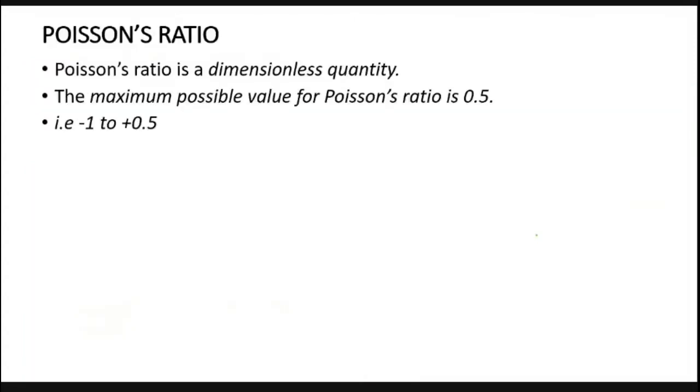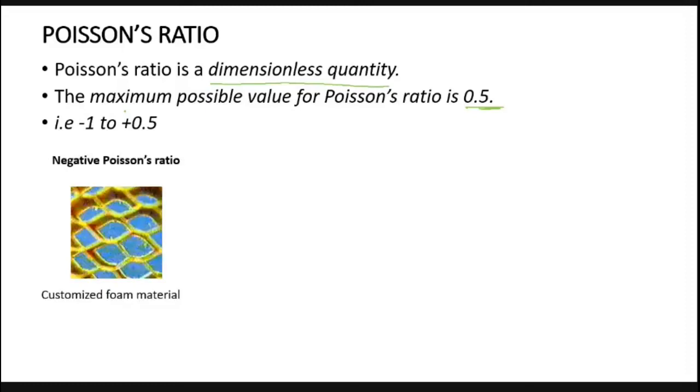So I am going to show the same in the next slide also. So these are a few more data points. Poisson's ratio is a dimensionless quantity, because it is strain divided by strain, so it has no dimension, right? It has no unit. But the maximum value of Poisson's ratio is 0.5. So your Poisson's ratio ranges from -1 to +0.5. This is negative Poisson's ratio. So this is one video.